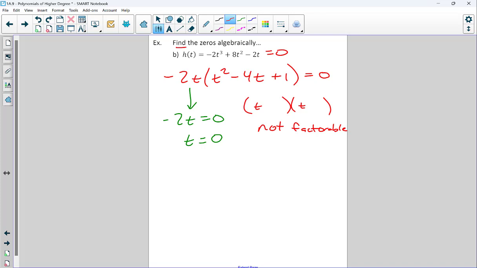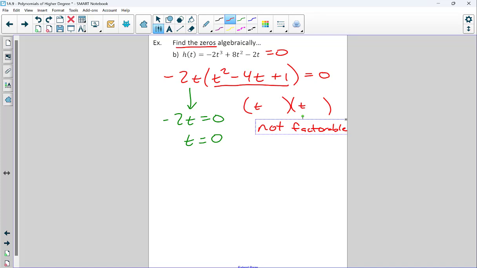Now, the question was not to factor. Not factorable is not the answer because the question was to find the zeros. We need to solve. Just because it's not factorable does not mean it's not solvable. It's just not solvable by factoring. This is quadratic. I can solve any quadratic equation using the quadratic formula. If it's not factorable, then jump to the quadratic formula.